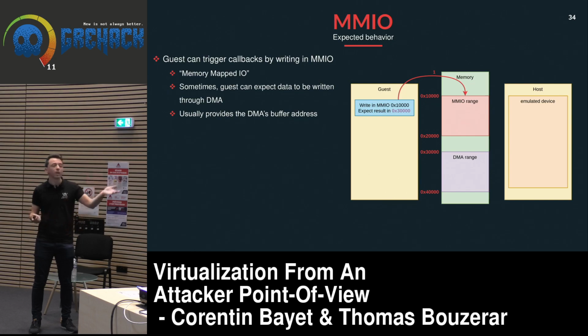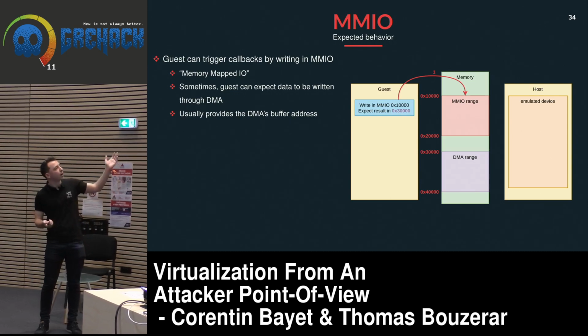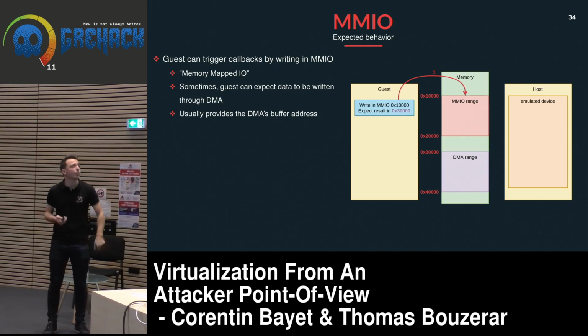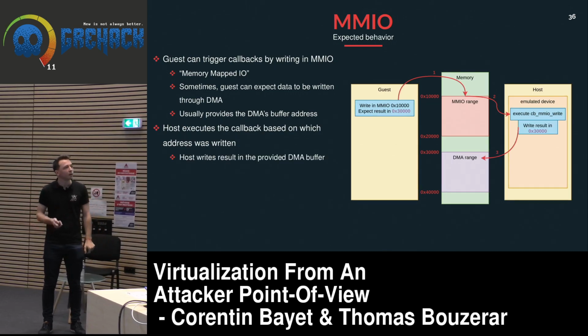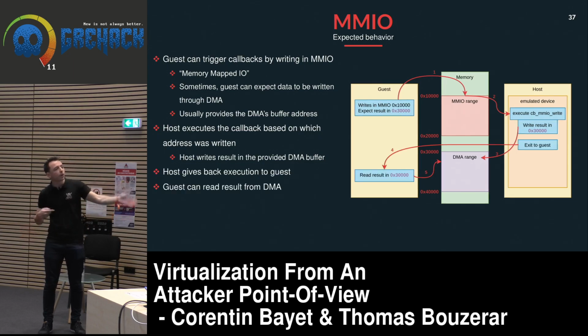And usually you use DMA for this, because DMA is just a shared memory between the host and the guest. So in the correct behavior, the guest will write in the memory range and provide a DMA range address. The host will execute a callback. It will just write the result or read some information in the DMA range, and it will give back the execution to the guest. The guest will read the result from the DMA range, and everything is fine.